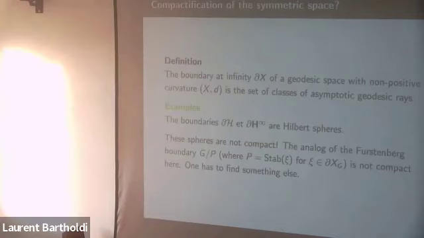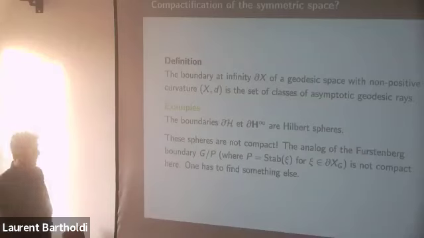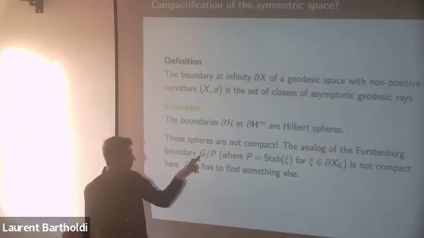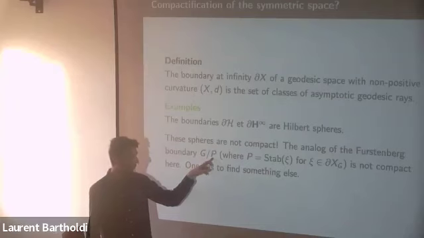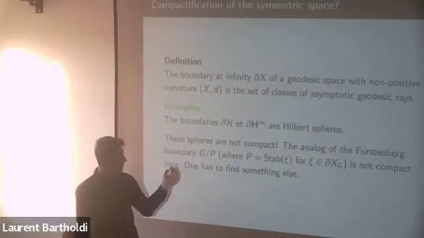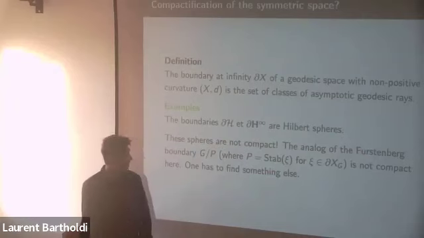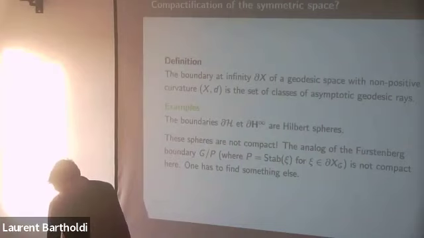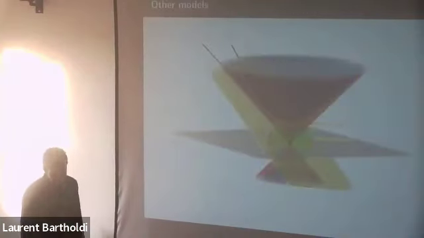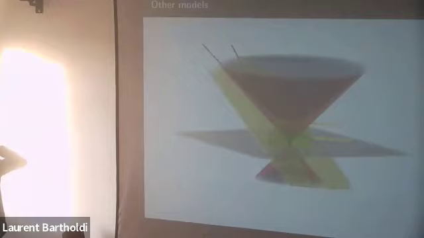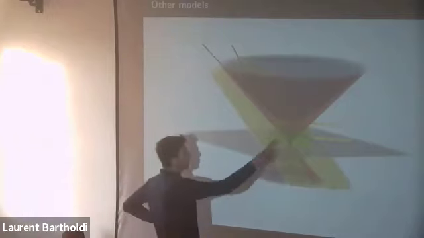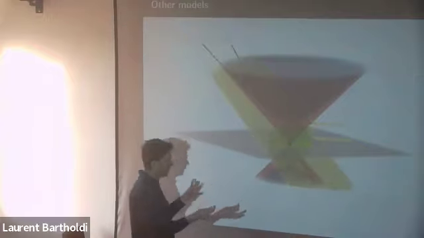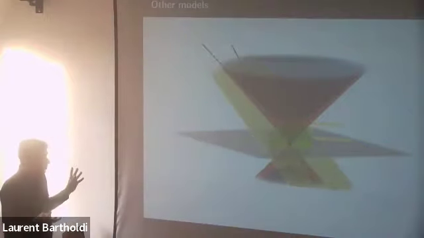In the finite dimensional world, often we use what is called the Furstenberg boundary, which is G over P, where G is our group, and P is a parabolic subgroup. And it's not working here, in fact, because it is exactly the Hilbert sphere. So we have to find something else. And I will introduce a few other models of the hyperbolic space. So in blue, you have the hyperboloid model.